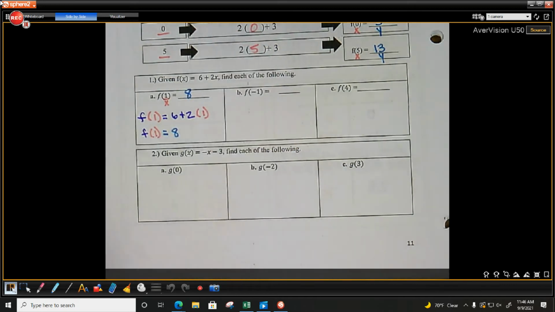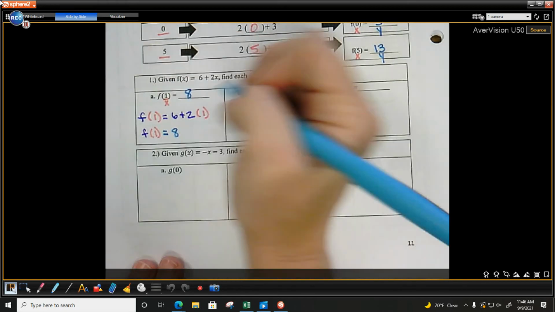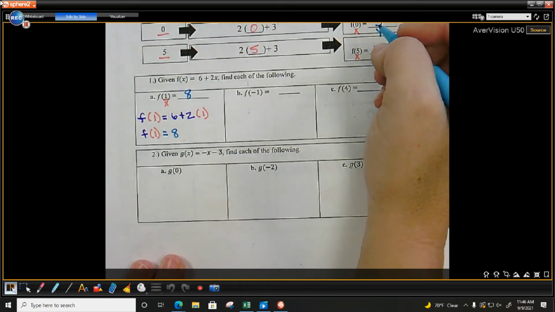That 8 is your what value? Your y value. Okay.